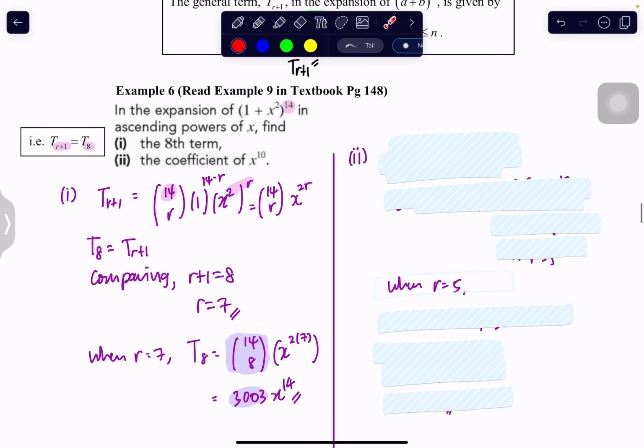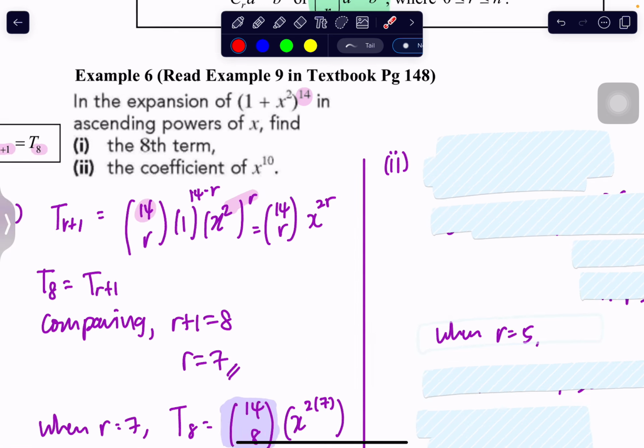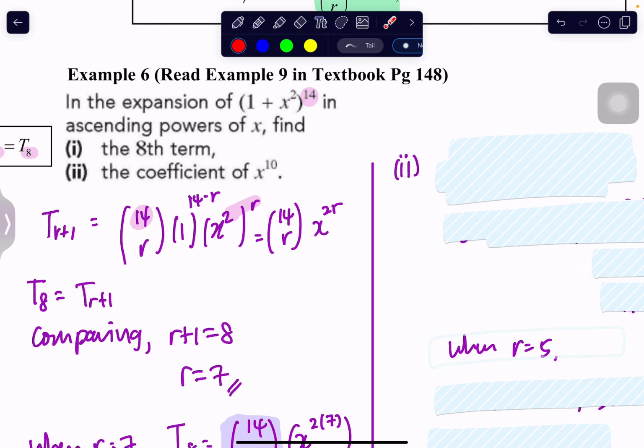Alright, okay, the next one, coefficient of x power of 10. So now what we need to do is just compare x power of 2r and x power of 10, and then determine the appropriate value of r to substitute into the general term in order for us to obtain the coefficient of x power 10.